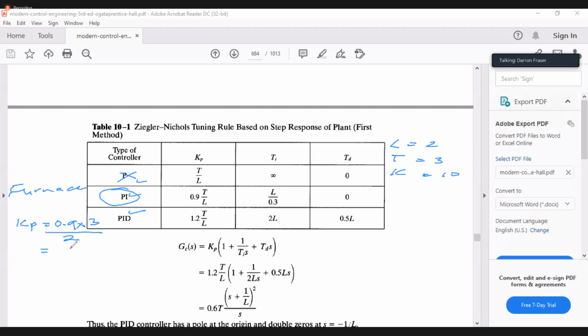That's 1.5 times 9, which is 1.45, if my head is still working, and it's not necessarily working. All right, so what would be my Ti?